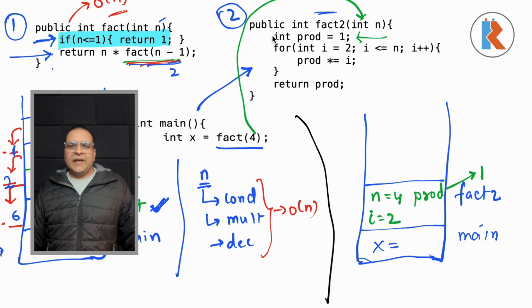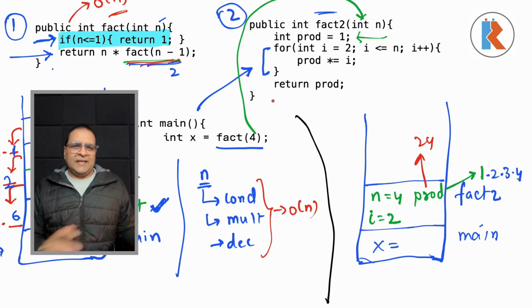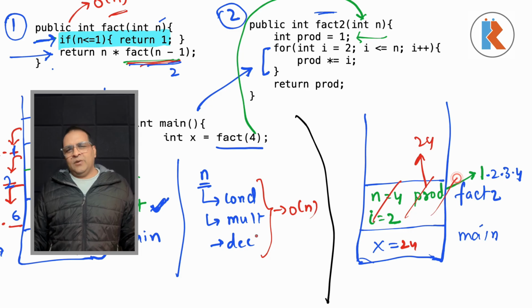After the initialization, the execution of this function starts, and this for loop will be executed. Inside this for loop, product will be multiplied. So 1 into 2 into 3 into 4. And the final value of product will be 24, which is the same as we had in the previous section. And this 24 will be returned to the main function. When this 24 is returned, the stack frame will be deallocated.